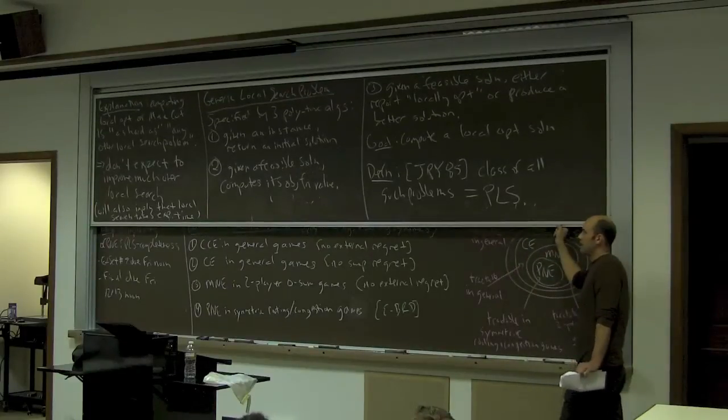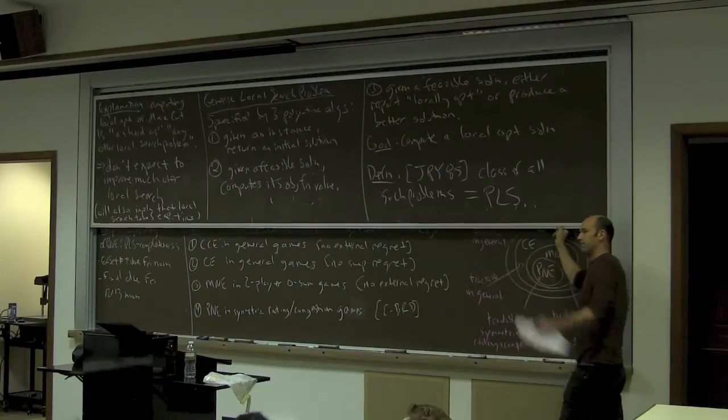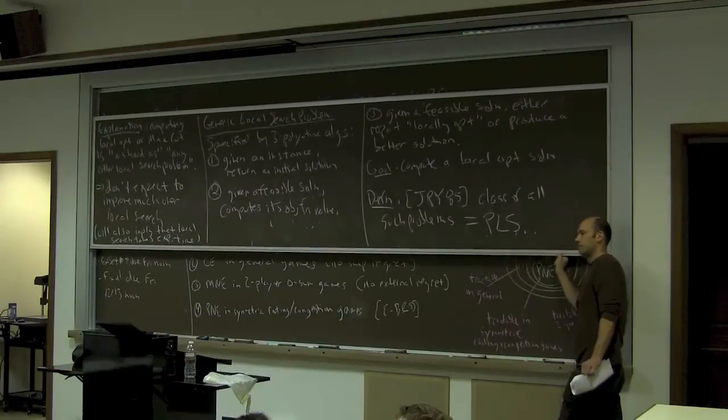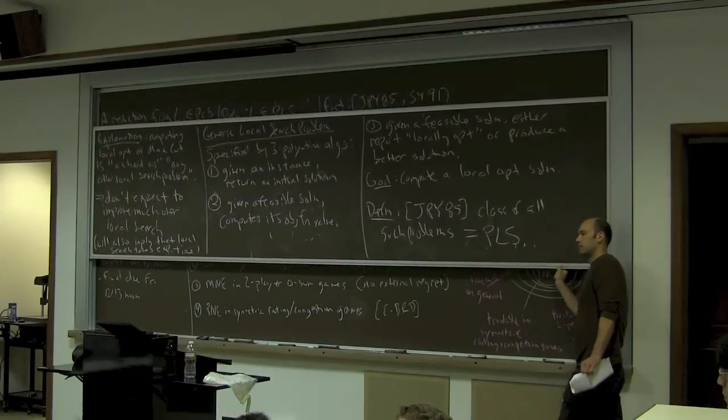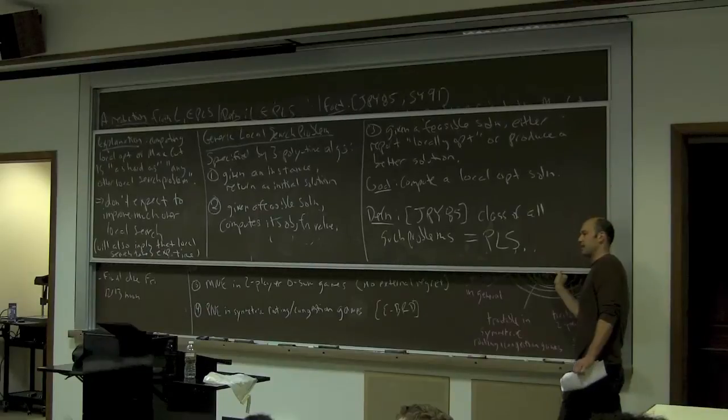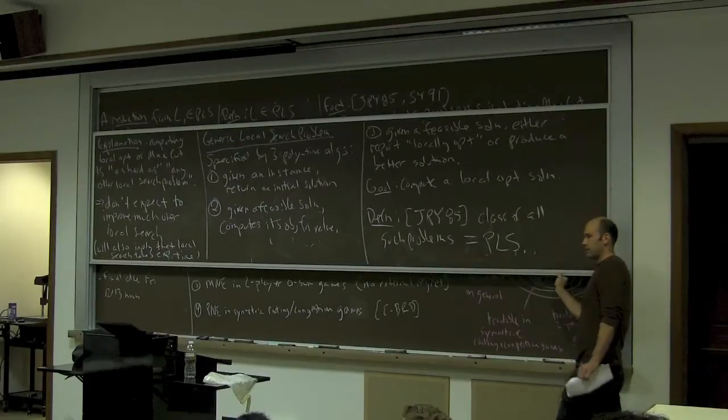So the rest of the lecture is about connecting this to pure equilibria. So what we don't know is that there might exist PLS complete problems in which local search is polynomial time. Yes, but if that's the case, it is not done by local search. It has to be done by some other kind of algorithm.